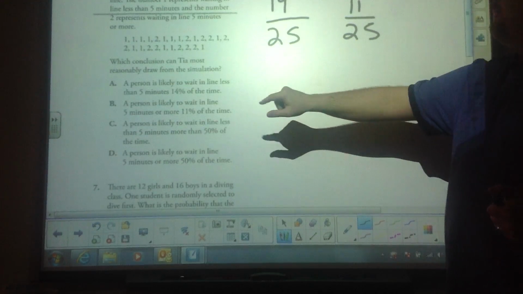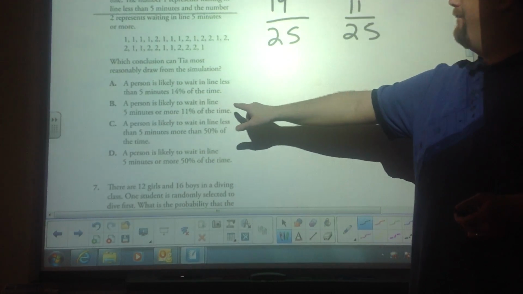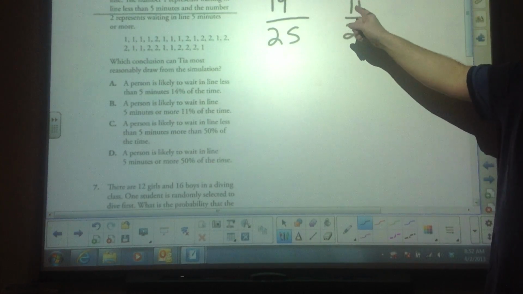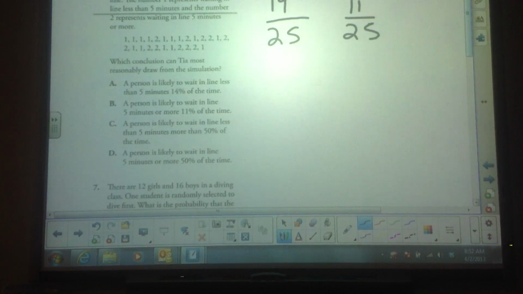B, a person is likely to wait in line 5 minutes or more 11% of the time. That would look correct also, but that's not 11%. That's 11 out of 25. And for it to be 11%, it would have to be 11 out of 100.